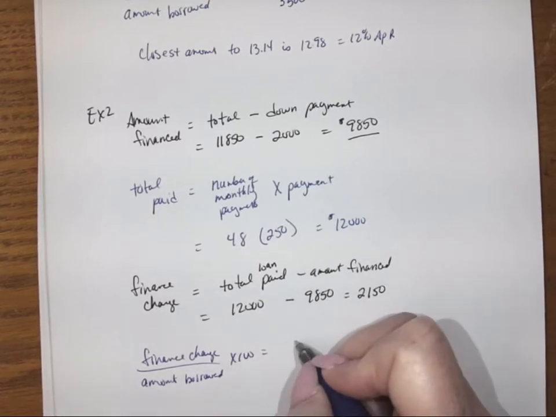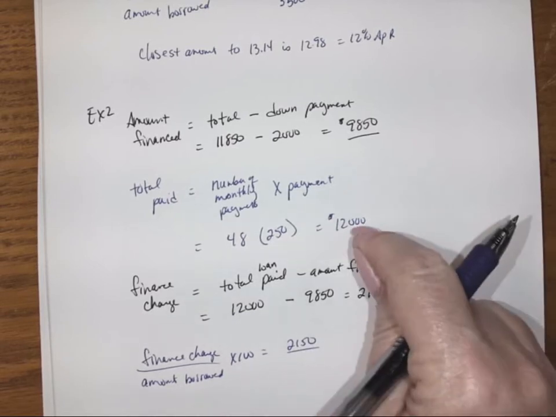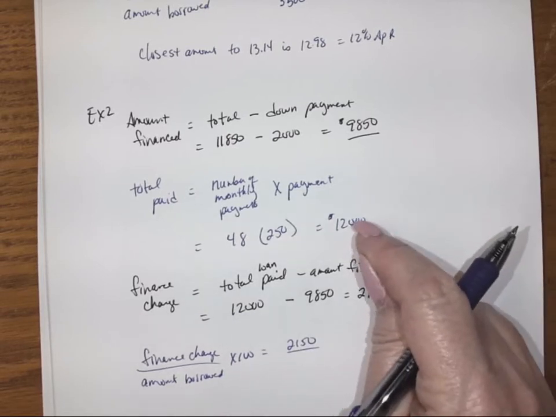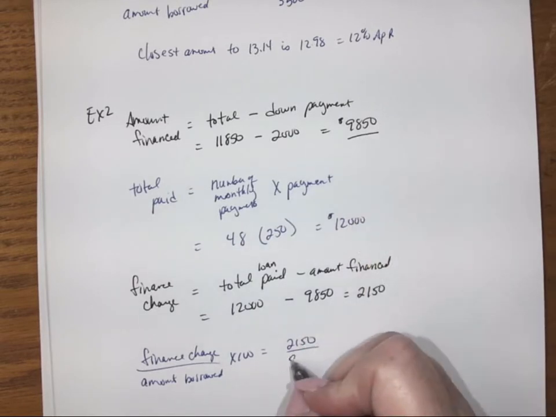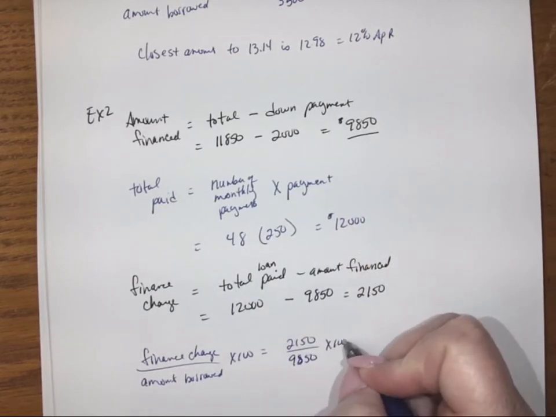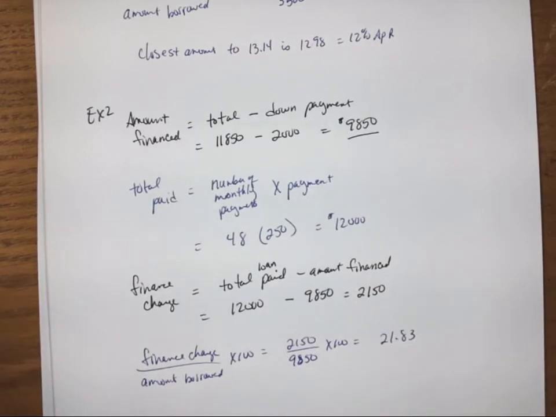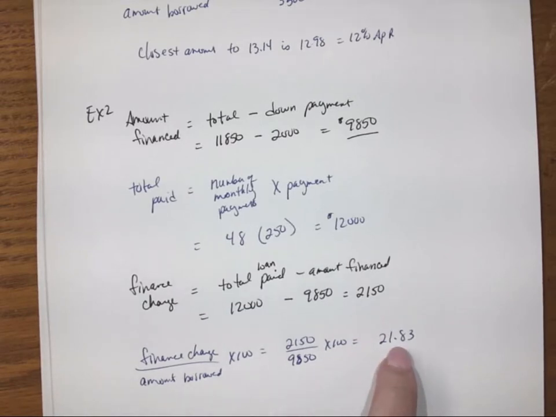So this will be $21.50 from our finance charge over the amount borrowed, and the amount borrowed was the $98.50, times 100, which will get us $21.83. So using our table, we're looking for the $21.83.